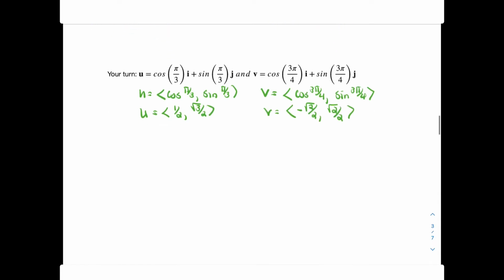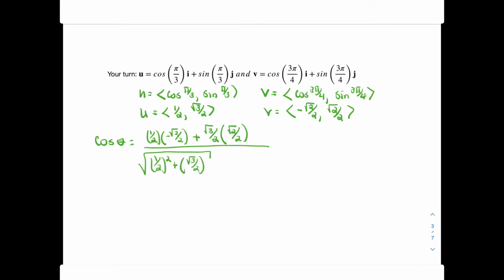All right, now that you have it into component form, let's use our formula. Cosine of theta is equal to the dot product of u times v divided by the magnitude of vector u times the magnitude of vector v. And now let's simplify this down until solving for theta.